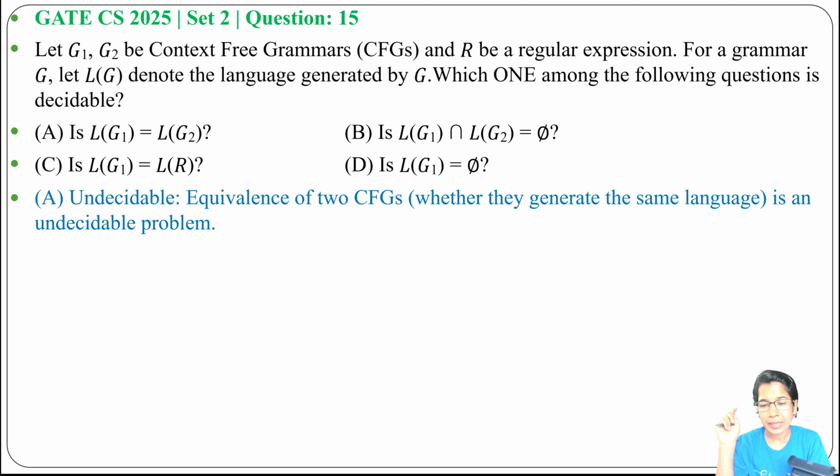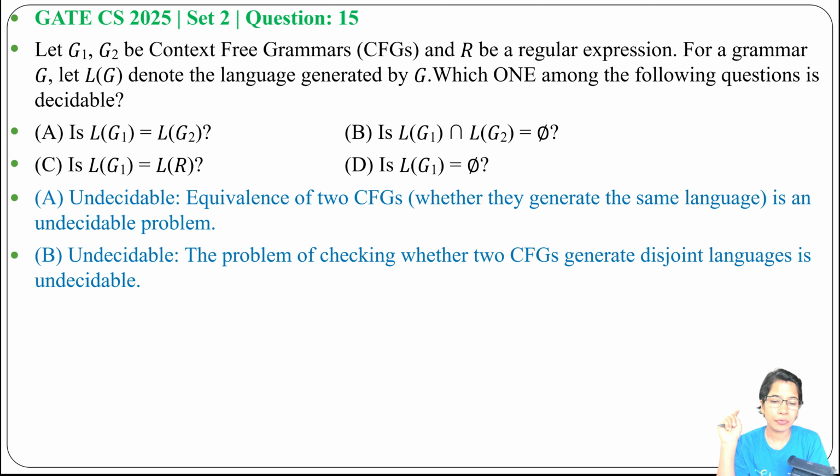Next, option B is L(G1) intersection L(G2) equals empty set. This is also undecidable. The problem of checking whether 2 CFGs generate disjoint languages is undecidable. Intersection being empty means they are not generating any common string. So their intersection is disjoint, and that is undecidable.